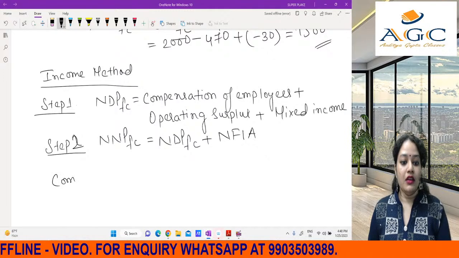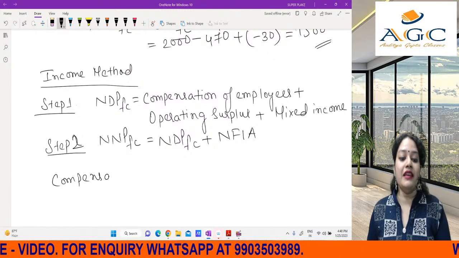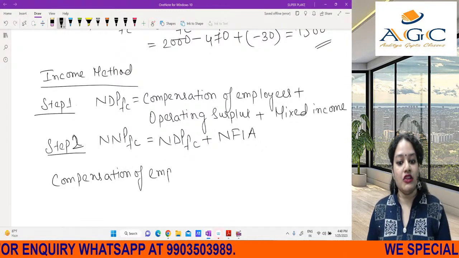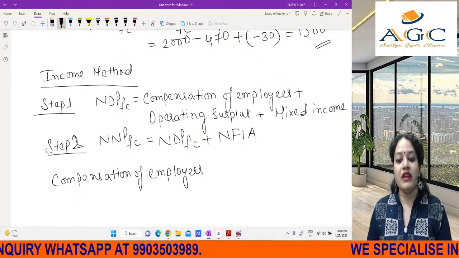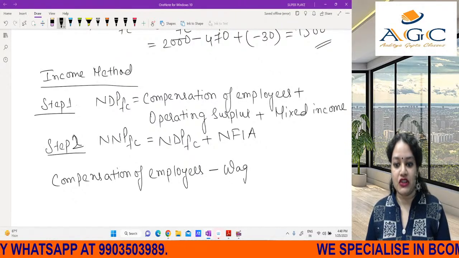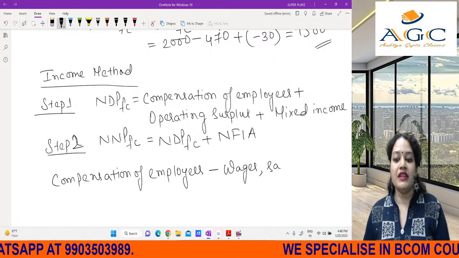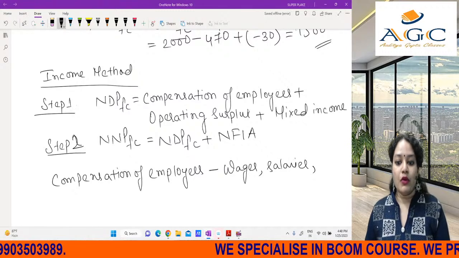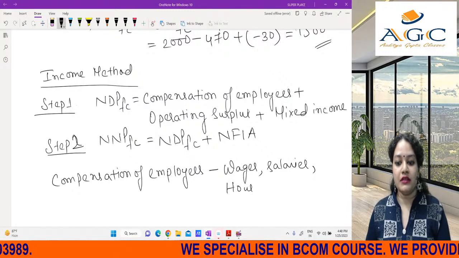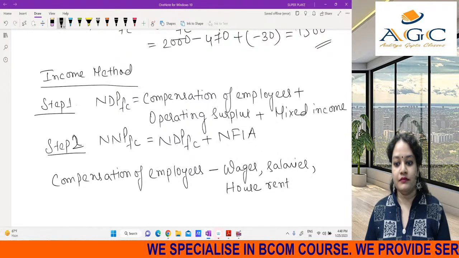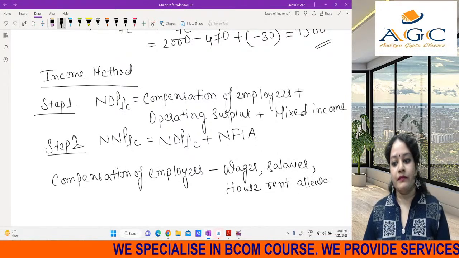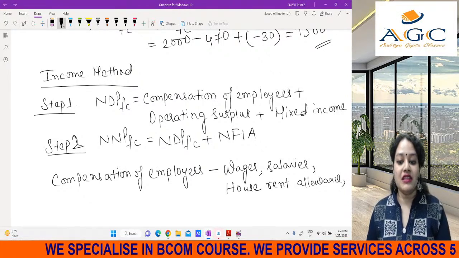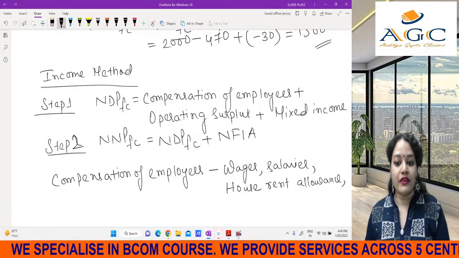Now, compensation of employees, as in anything that you're receiving from the employer or from the company that you're working in, right? Just say when you're working for the company, you will be receiving wages, right? You will be receiving salaries. Like these are the most common things that are given to you. And what can it be? House rent allowance, or it can be any contribution that is done by the employer for your welfare scheme.